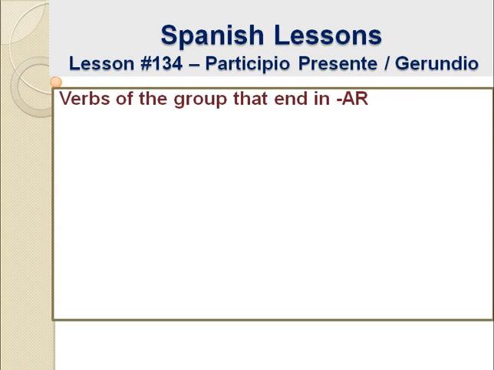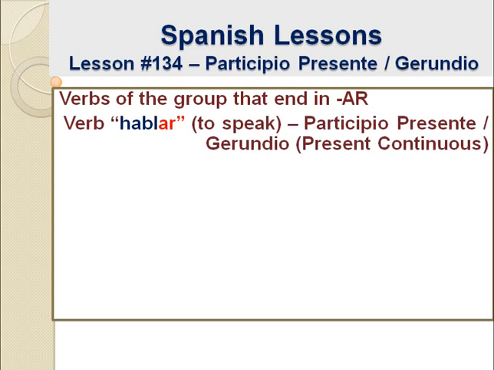So let's begin conjugating present continuous with the verbs that end in AR. This is the first group of verbs, the first and the biggest of the three groups. And this group also is the one that has less irregular verbs, okay? So it has very few irregular verbs, while the third group is the one that has more irregular verbs. As an example, let's take the verb hablar. It's a perfect example of a verb of this group. Hablar means to speak.